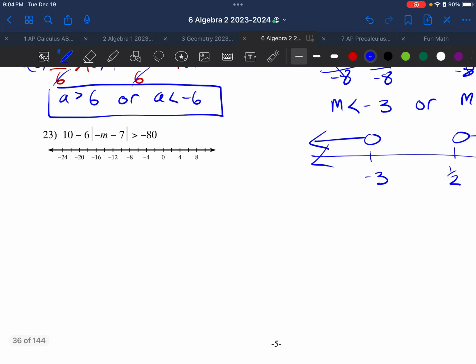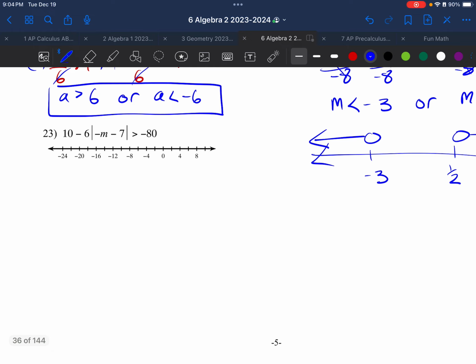And finally, number 23. Again, isolate the absolute value. Be careful here. Many people make the mistake of saying 10 minus 6 is 4. Don't do that. This 6 is trying to be distributed in here, but you can't distribute into absolute value. So instead, you're just forced to get rid of it by subtracting 10. Subtracting 10, subtracting 10. And you get negative 6 times the absolute value of negative m minus 7, and the absolute value is greater than negative 90 now.